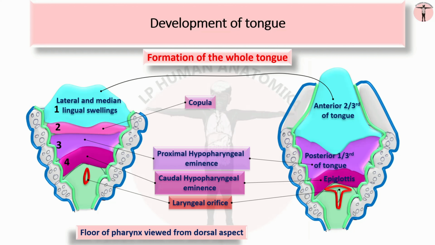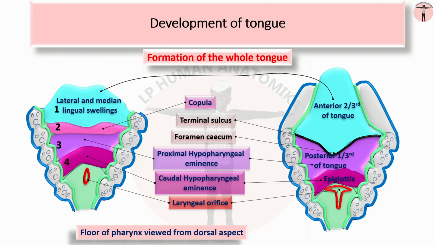Between the anterior and posterior parts of the tongue, the line of fusion is indicated by a V-shaped groove. This is called as the terminal sulcus or the sulcus terminalis. The midpoint of the terminal sulcus is called the foramen cecum, marked by the cranial opening of the thyroglossal duct, which will be dealt in the development of thyroid gland. Please watch the video on the development of thyroid gland.